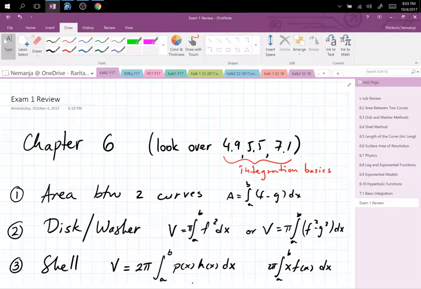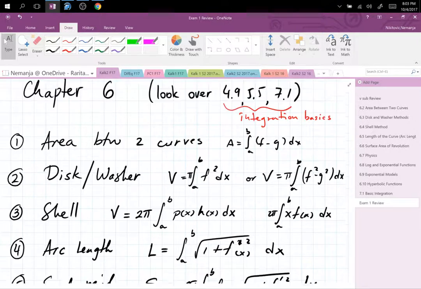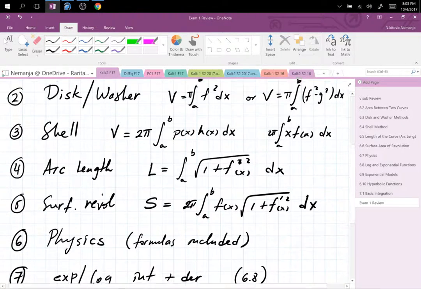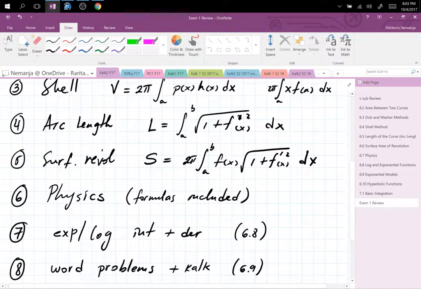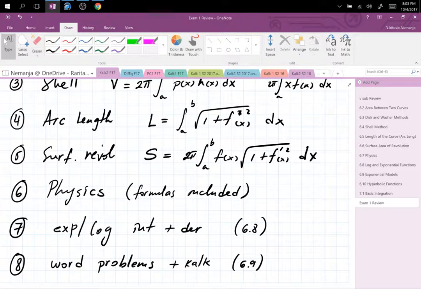The exam consists of, I believe, 9 sections of chapter 6 without 6.1, and we have area between two curves with associated formula, disk, washer, shell, arc length, surface revolution, physics problems, where if I have any of the physics problems that include physics formulas, I will provide those, but you are still required to do integrals and stuff. And then exponential and logarithmic functions redefined, where you integrate and differentiate exponential and logarithmic functions. And then you have the word problems.